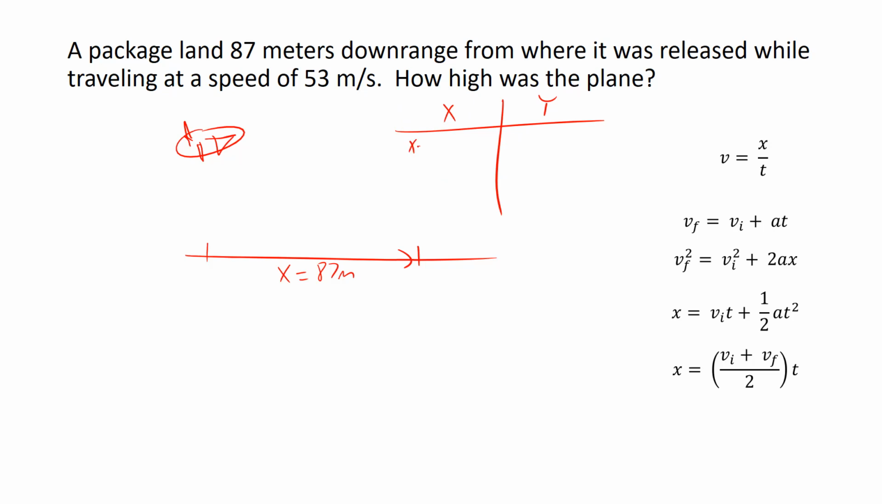So my X equals 87 meters. It's going to land 87 meters downrange from where it was released while traveling at a speed of 53 meters per second. So the plane was traveling horizontally with a Vx of 53 meters per second. So this is my Vx equals 53 meters per second.